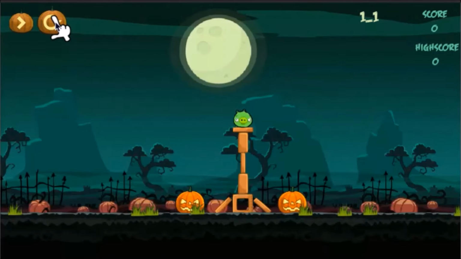Let's watch this first clip one more time. As you watch, focus on the bird. Think about how much energy the bird has and what effect that energy has on the tower and the pig. If the bird has a lot of energy, what will happen to the tower? If the bird has a little energy, what do you think will happen to the tower?